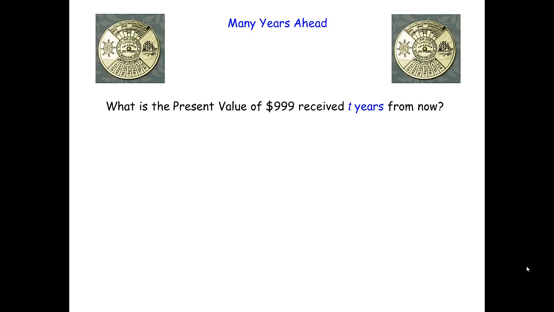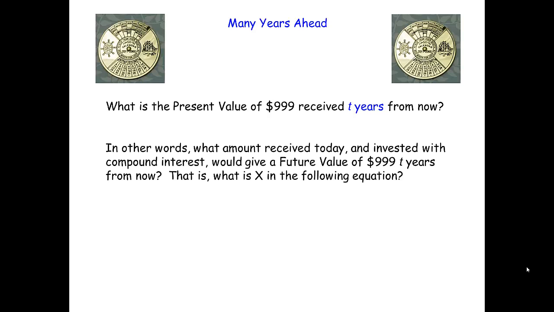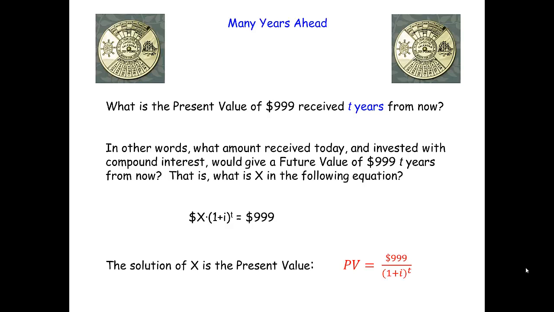Let's think many years ahead. What is the present value of $999 received T years from now? T can stand for 5 years from now, 10 years from now, 20 years from now, 50 years from now. In other words, what amount received today and invested with compound interest would give a future value of $999 T years from now? That is, what is X in the following equation? Here we have 1 plus the interest rate raised to the power T, for the same reason that we had 1 plus the interest rate raised to the power 2 when we had 2 years. If we have T years, we have T periods of compounding. The solution of X is the present value. So the present value is $999 divided by 1 plus the interest rate to the power T.